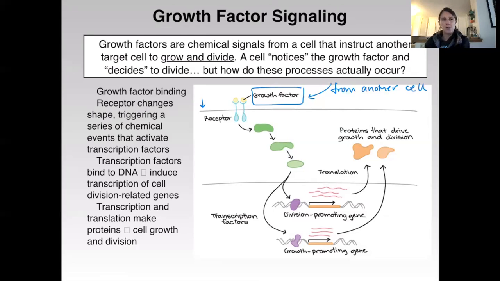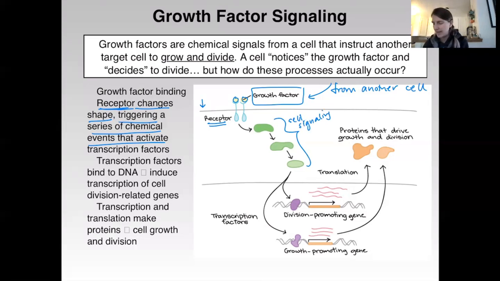But how do these processes actually occur? All right, so you don't have to know all the ins and outs. This is more of a preview for cell signaling, but the outcome you do have to understand. So growth factor binding, so what we're talking about is a receptor on the cell membrane, here in blue, here's the receptor, will bind to the growth factor. Upon binding, we're going to see that the receptor changes shape and triggers a series of chemical events that will activate transcription factors. All right, so here is really cell signaling, the part that you're not really responsible for yet.